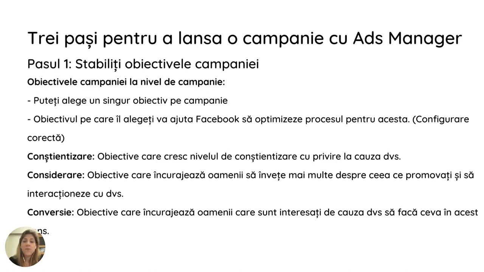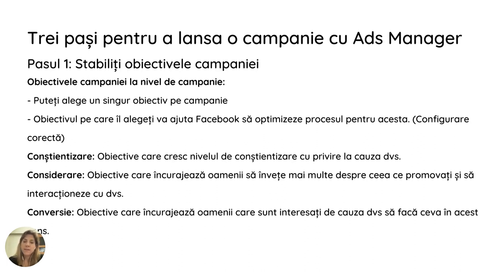This objective will help Facebook understand exactly what you want to achieve and optimize for it. You can choose from 3 categories of objectives at the campaign level. You can only choose one objective per campaign. So if you want to run video views and engagement, then you have to run 2 different campaigns. The objective you choose will help Facebook optimize for it. This is where the proper setup of the campaign will help you get better results and lower cost.